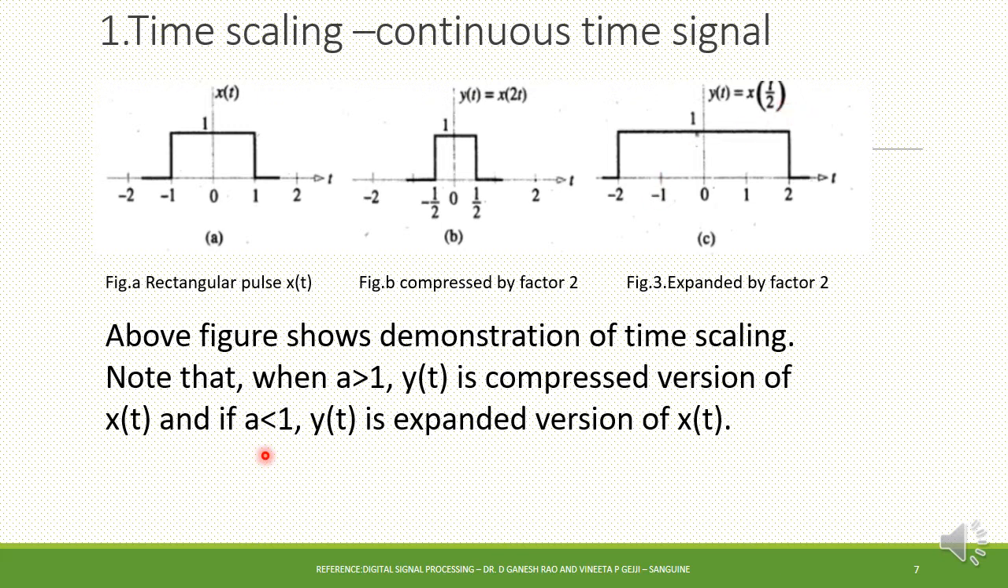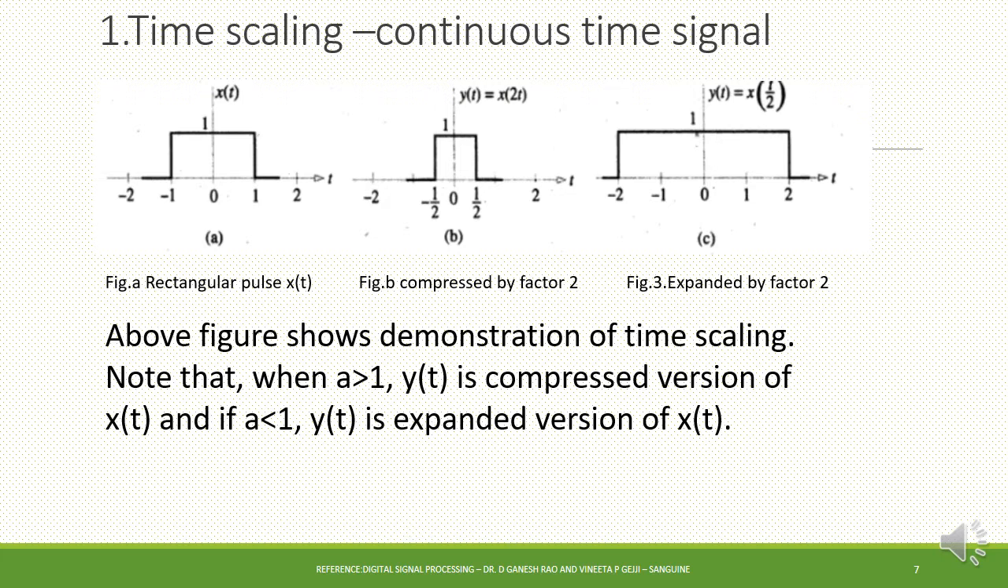So when A is less than 1, then y of t is an expanded version of x of t. So that is why, here they have directly written it as t by 2. These figures I have taken from the Ganesh Rao book. The same thing is there. So let us hope all of you understood the concept of time scaling.